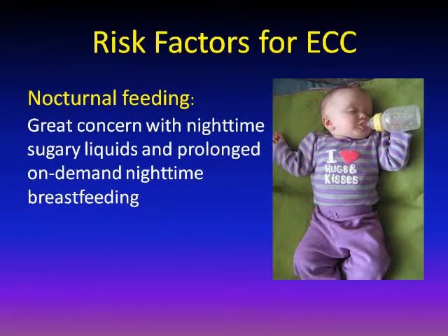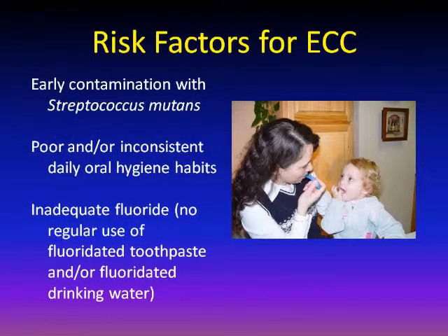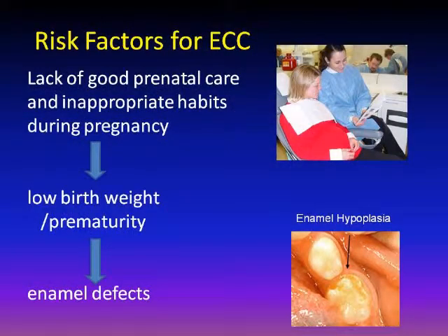There is also great concern with exposure to nighttime sugary liquids and prolonged on-demand nighttime breastfeeding. Other risk factors for early childhood caries include early contamination with S. mutans bacteria, poor and/or inconsistent daily oral hygiene habits, and inadequate fluoride exposure, such as no regular use of fluoridated toothpaste and/or fluoridated drinking water. Lack of good prenatal care and inappropriate habits during pregnancy may lead to low birth weight and prematurity, which may cause enamel defects such as enamel hypoplasia, which is also a risk factor for early childhood caries.